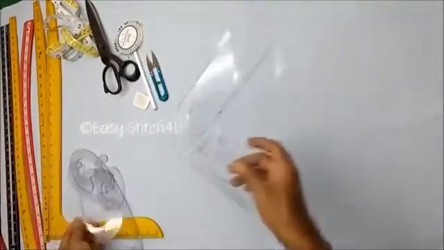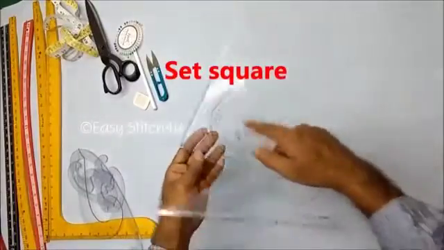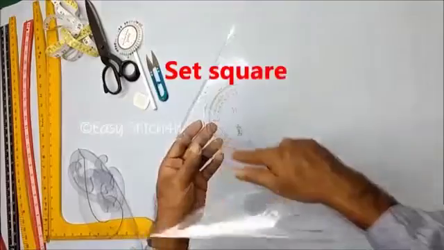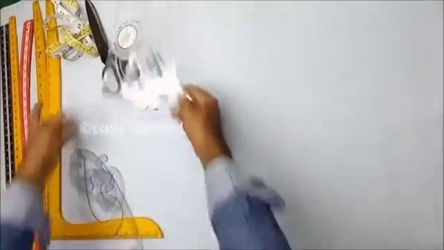And we have these set squares. We can use this to accurately mark the edges or the seams of the dress. You have different shapes over it. You can use them to clearly mark the seams of the dress, that is the outline of the dress.